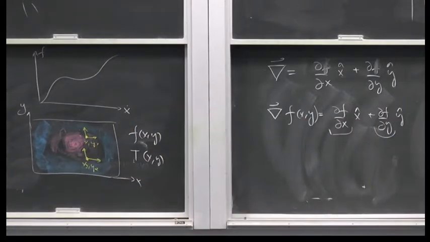So let's extend that discussion to vector fields. Let's say if I have a vector field, they are slightly different fields. So this is x, this is y. Let's say I have a vector field of this sort.